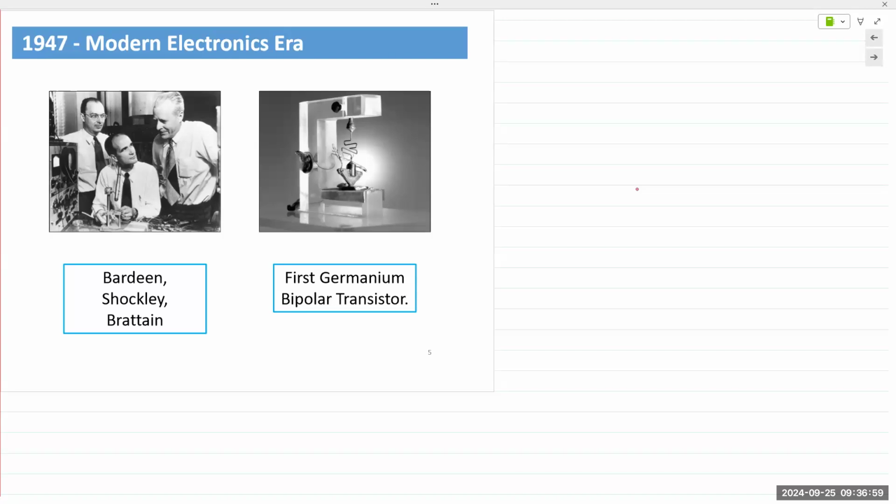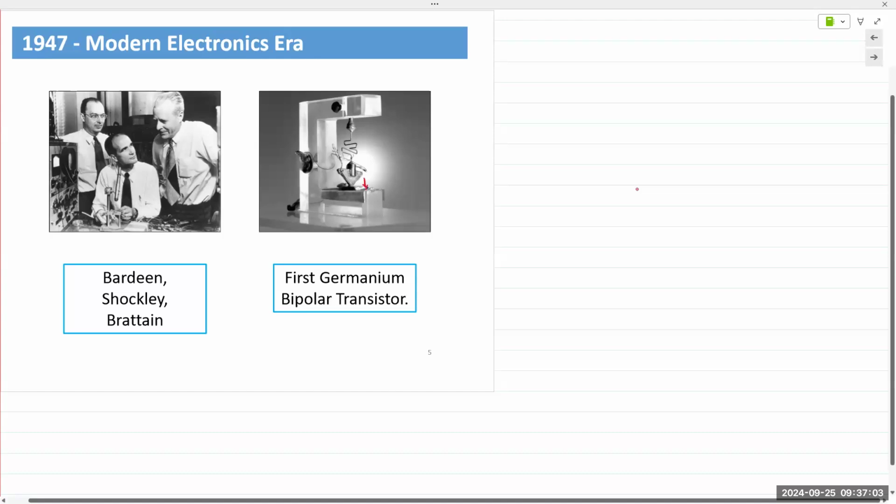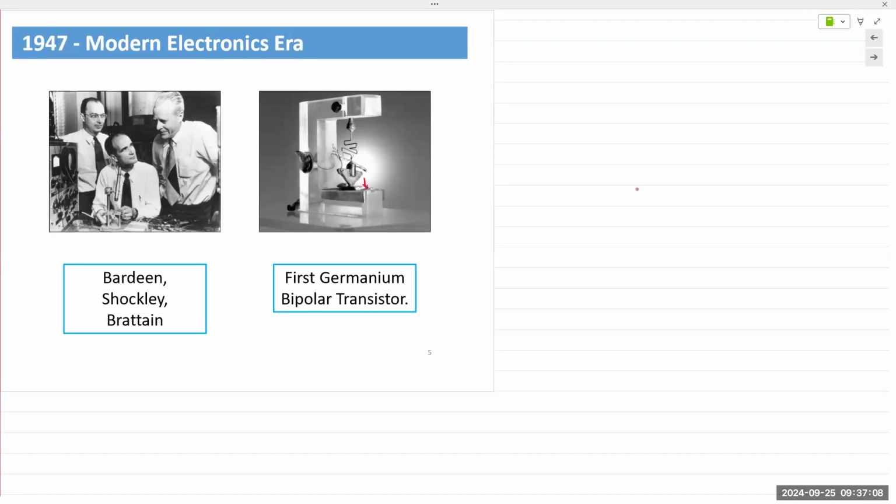So the germanium point contact transistor, they were able to demonstrate the flow of current through that point contact transistor. The three people who were involved in this at Bell Labs in 1947 were John Bardeen, Walter Brattain, and William Shockley.